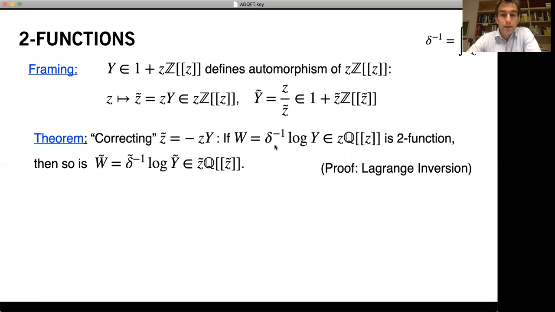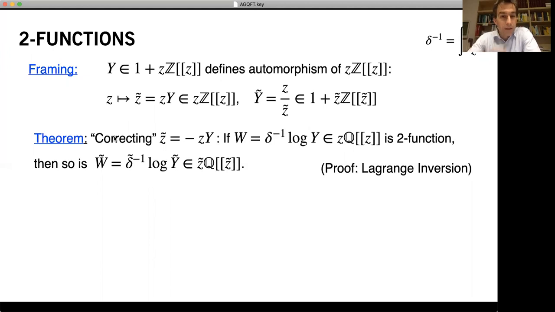But if you integrate it once, then that could be a two function, right? So any two function, you take a derivative, gives you one function, but not the other way around, okay? But if it does, then the interesting thing is that if you invert this, so this is the compositional inverse, then the inverse also integrates to a two function, okay?